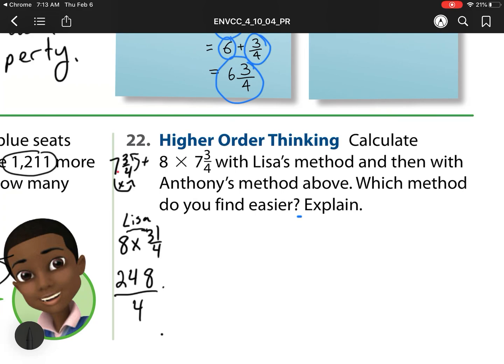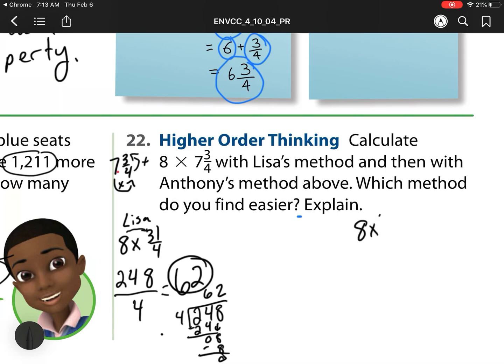So I have to figure out 248 divided by 4. 4 goes into 24 6 times. 4 goes into 8 2 times. So my answer is 62. So now let's use Anthony's method to see if we have the same thing.